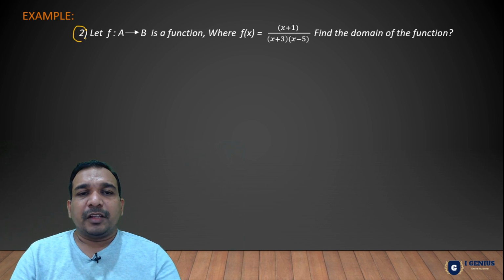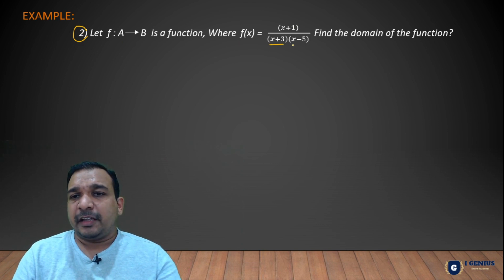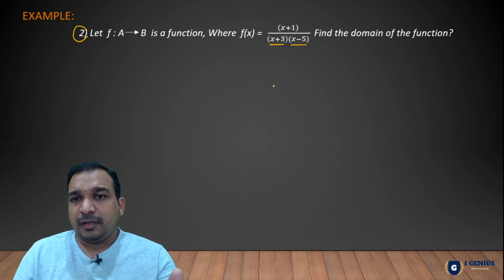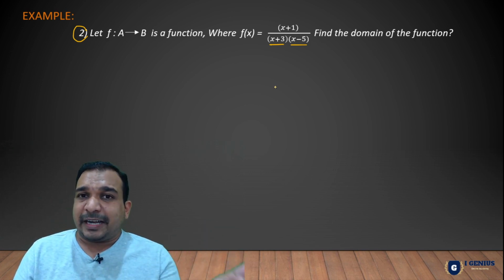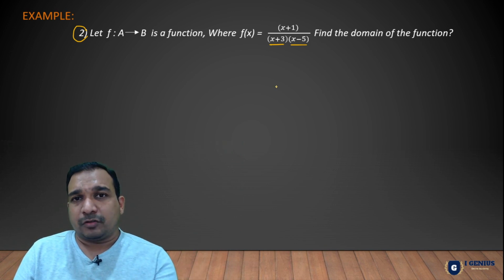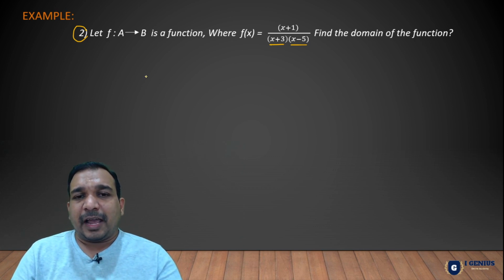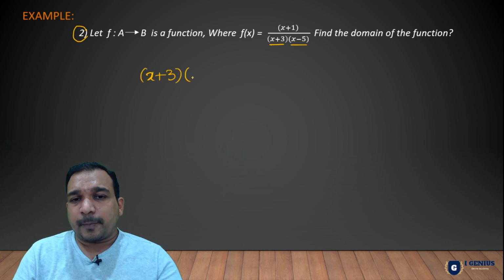Second question. f from A to B is a function where f of x is x plus 1 by (x plus 3) into (x minus 5). In the numerator we don't have any problem because there is no square root, nothing. But the denominator, as I said, should not be 0. Where it becomes 0, those x values we have to remove from all the real numbers. So I'll write here (x plus 3) into (x minus 5).